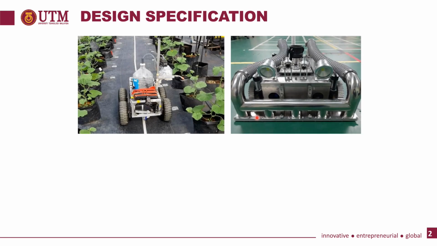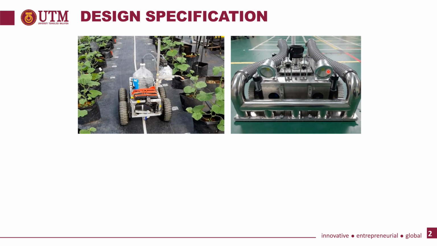Now as you can see here, we have two different mobile robots. The first mobile robot is used to spray pesticide in agriculture, and the second robot is used for underwater operation. Each robot has its own function, and when it wants to perform its own function, it must have its own specifications. Sometimes the specification is similar, but sometimes it may be different.